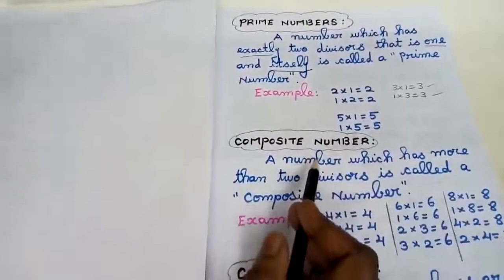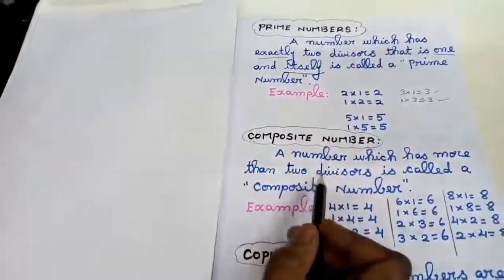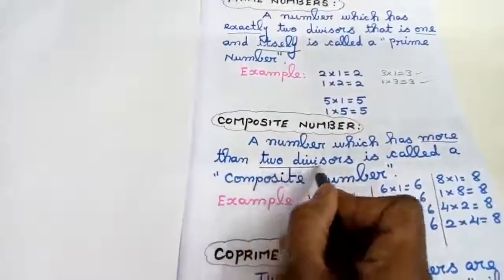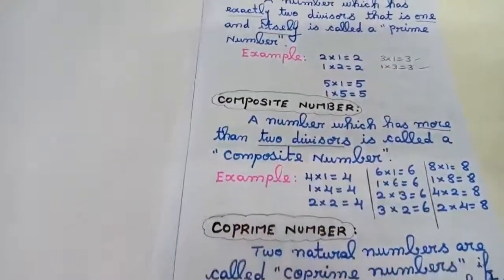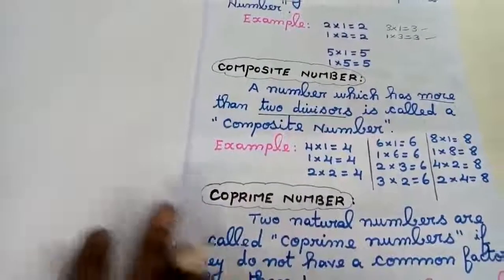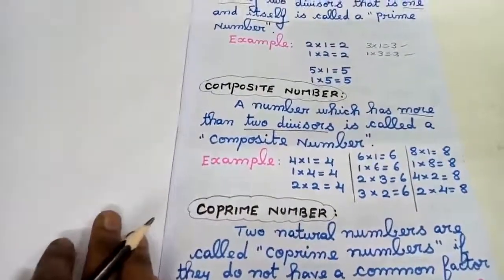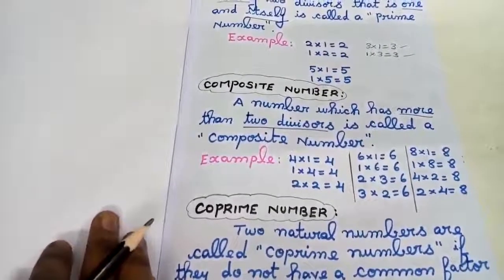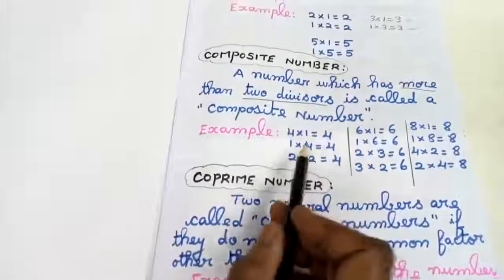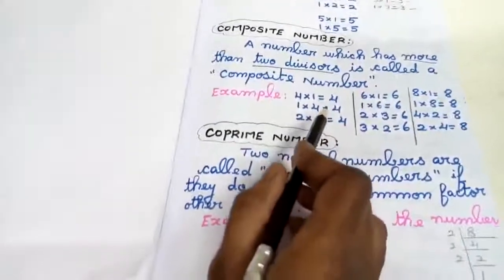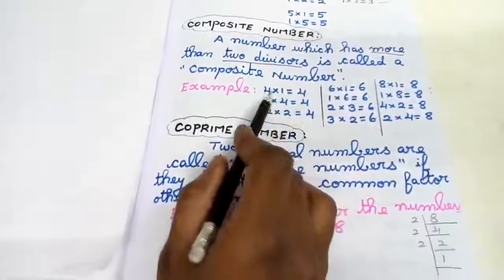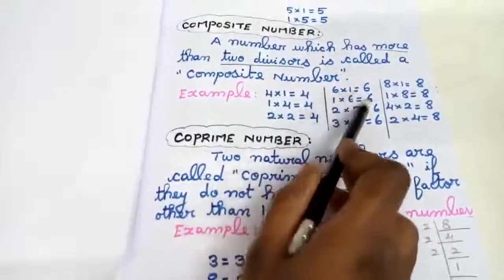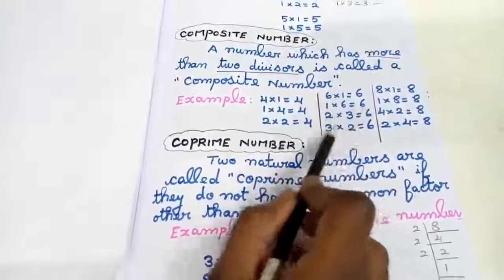Composite number also, the same concept will be repeated, but you will be having more than 2 divisors, and you have to be clear in this place. All the numbers are multiplied by 1 and itself, but the numbers which are multiplied only by 1 and itself are known as prime numbers. And the numbers which are multiplied by more than 1 and itself are called composite numbers. So if I am going to take the number 4, I should get the answer as 4 while I am multiplying: 4 ones are 4, 1 fours are 4, 2 twos are 4. Similarly 6: 6 ones are 6, 1 six are 6, 2 threes are 6, 3 twos are 6.